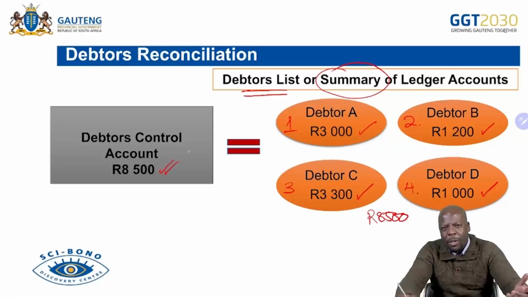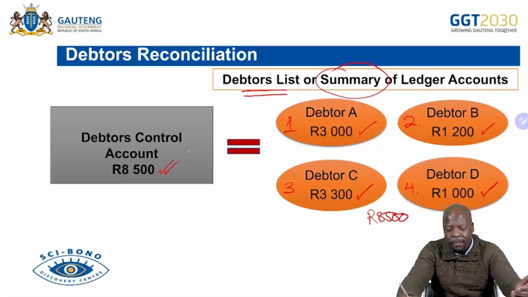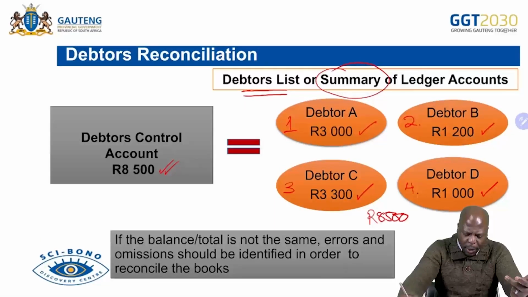All right. Normally in the exam, there comes a question which says, why should the balance of the debtors control be the same as the debtors list? It is basically because they are all created from the same set of information. That is one reason. As well as, the debtors list is a summary of the debtors control account. As you will see as we go further, if the balance or the total is not the same, the errors or omissions should be identified in order to reconcile the books. If there are errors, then we should reconcile.